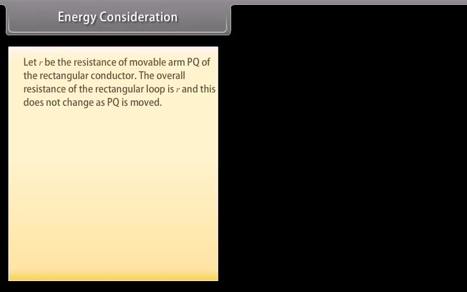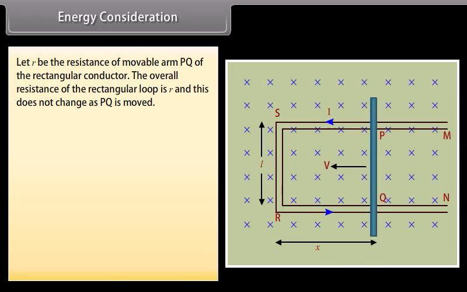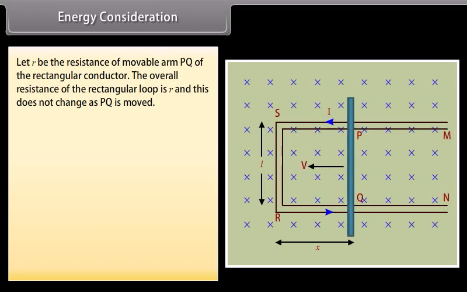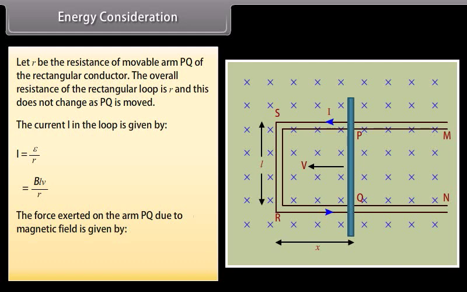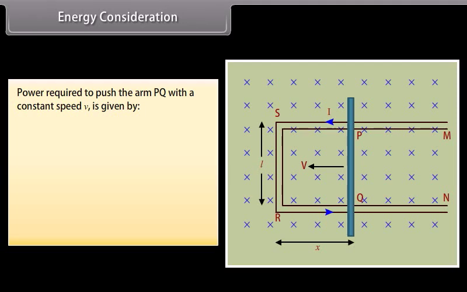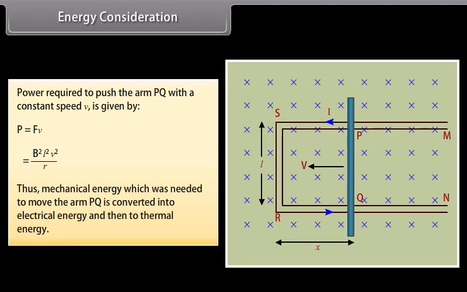Energy consideration. Let R be the resistance of the movable arm PQ of the rectangular conductor. The overall resistance of the rectangular loop is R, and this does not change as PQ is moved. The current I in the loop is given by E divided by R, which is equal to BLv divided by R. The force exerted on the arm PQ due to the magnetic field is given by ILB, which is equal to B square L square v divided by R. Power required to push the arm PQ with a constant speed v is given by B square L square v square divided by R. Thus, mechanical energy which was needed to move the arm PQ is converted into electrical energy and then to thermal energy.